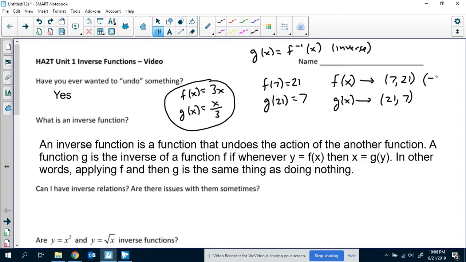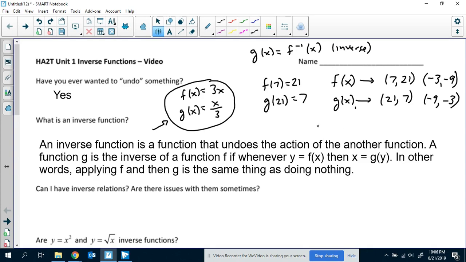So let's say I had -3, -9. Notice that if I take 3 times -3, I get -9. If I took -9, -9 divided by 3 gets me -3 back. So any values work here. That's why these two are inverse functions. It's possible that I have one such point that works, but it's not true all the time. In order for something to be an inverse function, this has to work for all values on the domain.